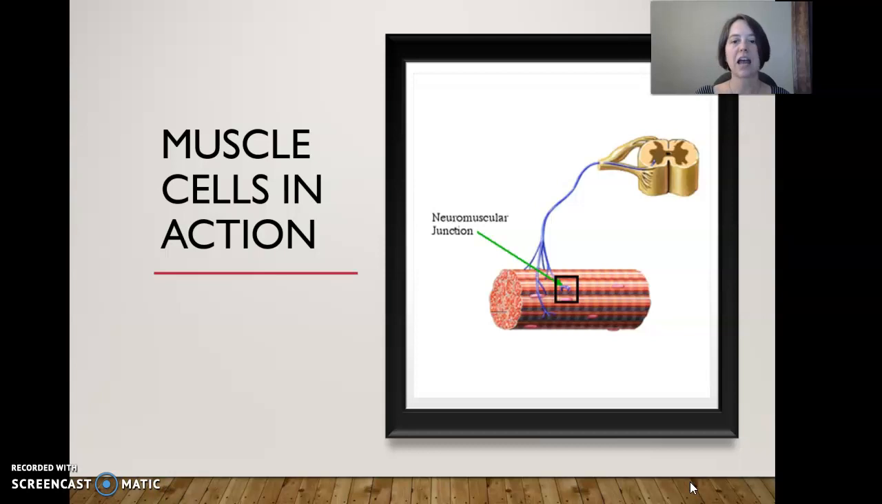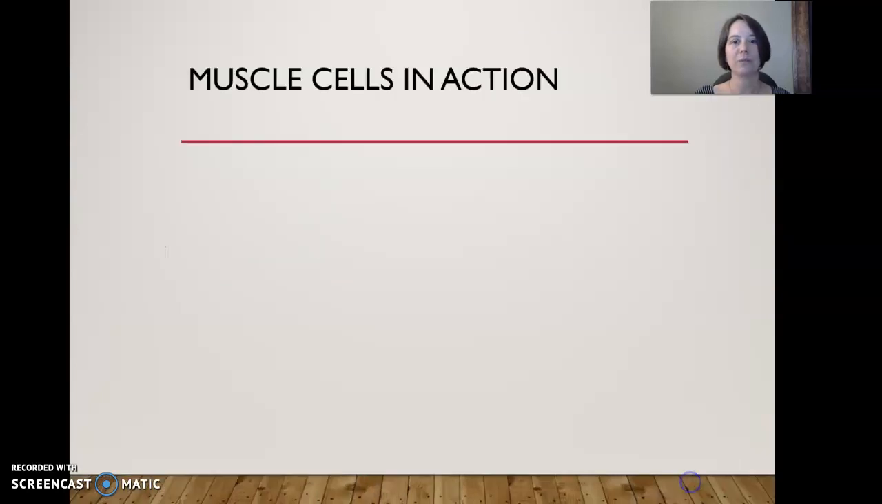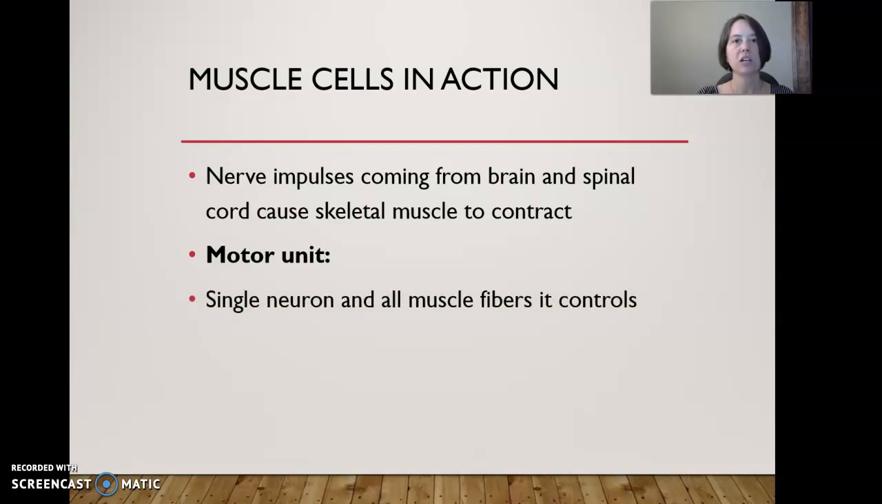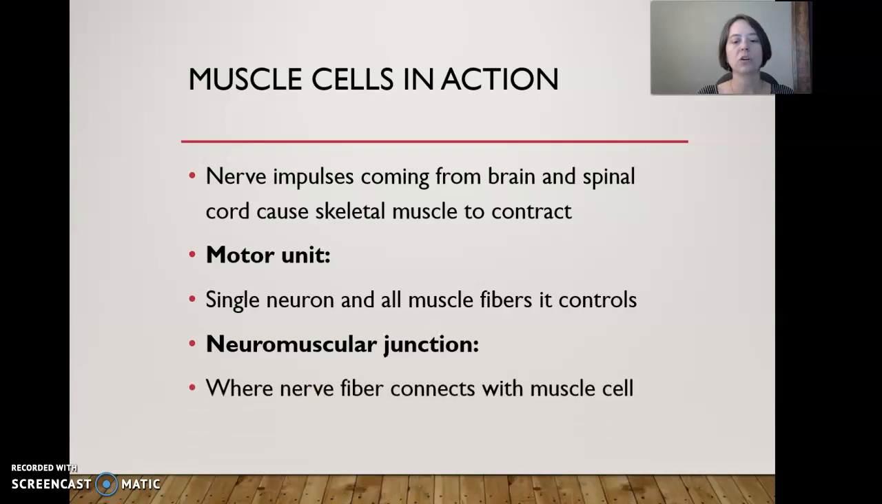So, muscle cells in action. How do they do what they do? Nerve impulses come from your brain and spinal cord, and they cause the skeletal muscle to contract. Some words you should be familiar with are motor unit, which is the single neuron and all the muscle fibers it controls, and the neuromuscular junction, which is where the nerve fiber connects with the muscle cell. So let's take a look at some of those.